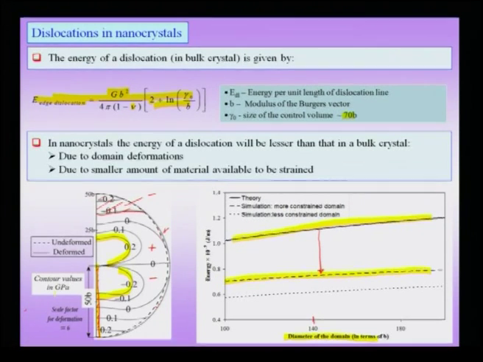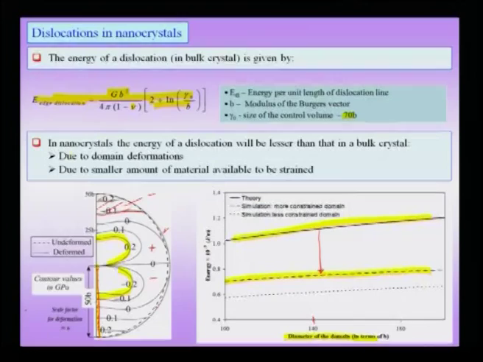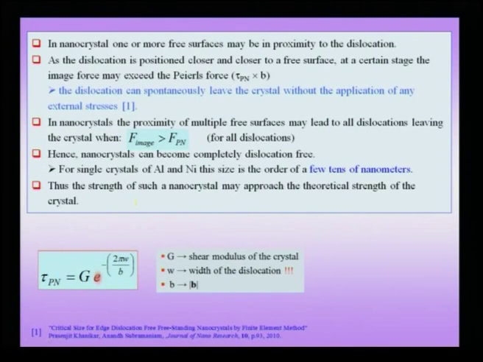dislocations in nanocrystals have a lower energy as compared to dislocations in infinite crystals, because of two reasons. One, of course, the smaller amount of material is available to be strained, which means there is going to be a reduction in energy, but additionally there are going to be domain deformations, which lead to a relaxation in the strain or the energy of the crystal. Additionally, we also notice that in finite crystals there is a switch in the sign of the stress field as you go away from the dislocation core. We will soon take up an extreme example of these kinds of domain deformations and interesting effects observed in specific kinds of nanocrystals in the coming slides.